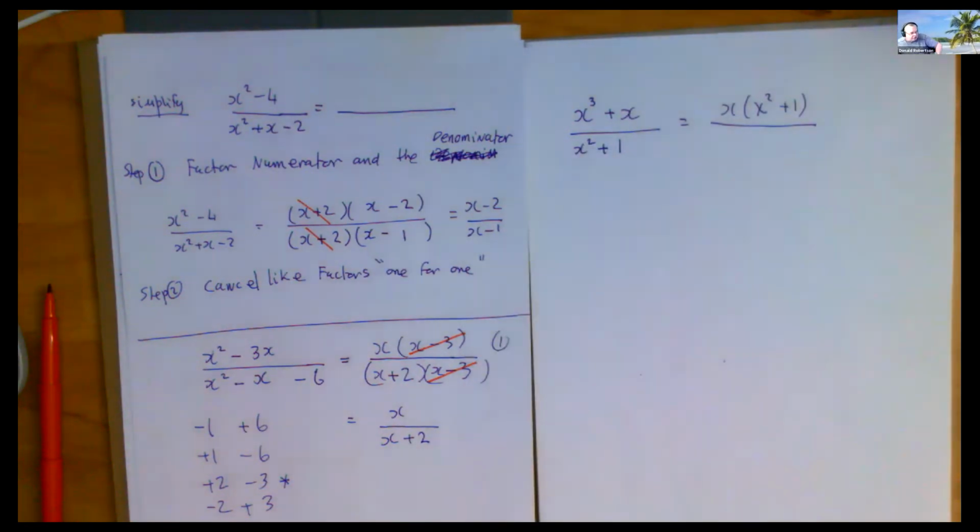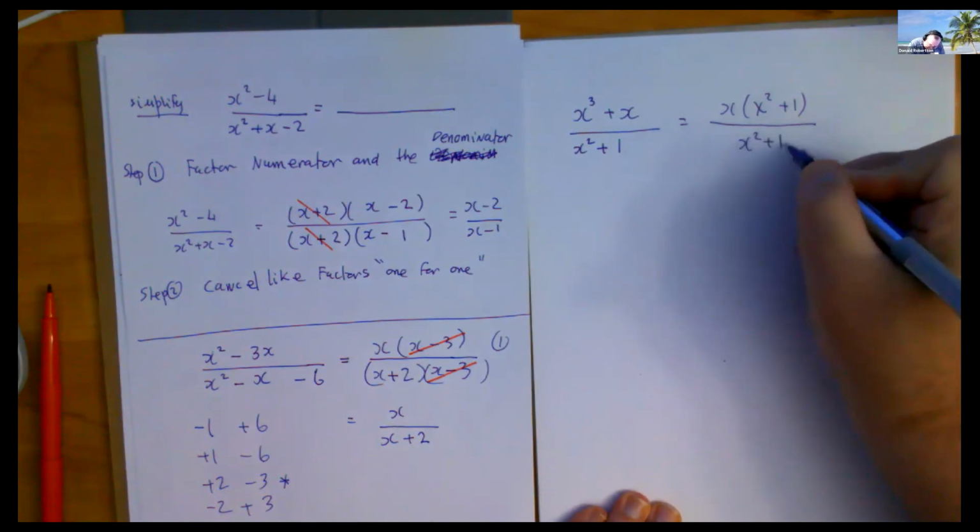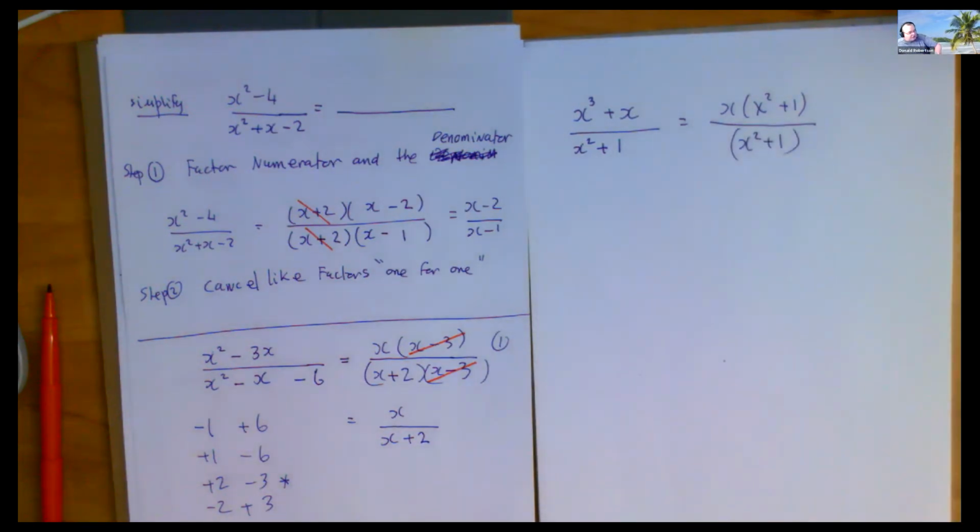X squared plus 1 is not a difference of 2 squares. X squared minus 1 is, right? But x squared plus 1 has the rather annoying, or whatever you want to call it, feature that you can't do anything to it. So you just write it down again. And the only reason I put brackets around it is to emphasize what's about to happen next. Do you see that we can still get some cancelling?